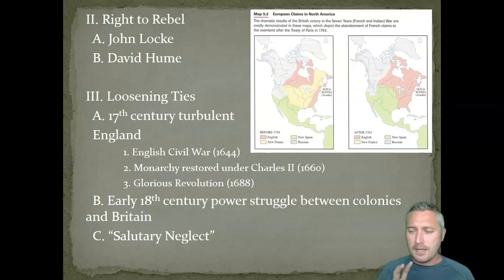Now that property part, property ownership, to Locke, was central. In fact, let me read you a little quote here. He said, "The great and chief end, therefore, of men's uniting into commonwealths," and commonwealths is a term for governments, "is the preservation of their property." So he says this is the whole reason governments exist: to protect our natural rights and to secure our property.